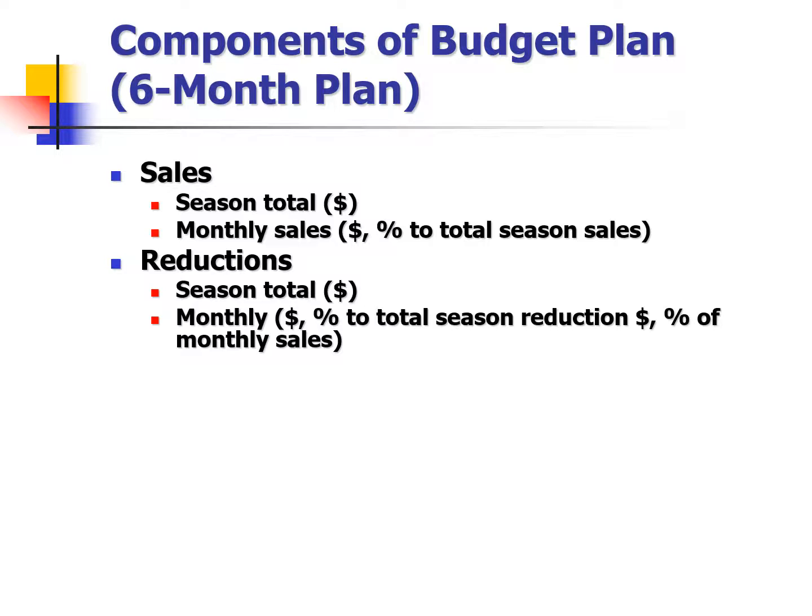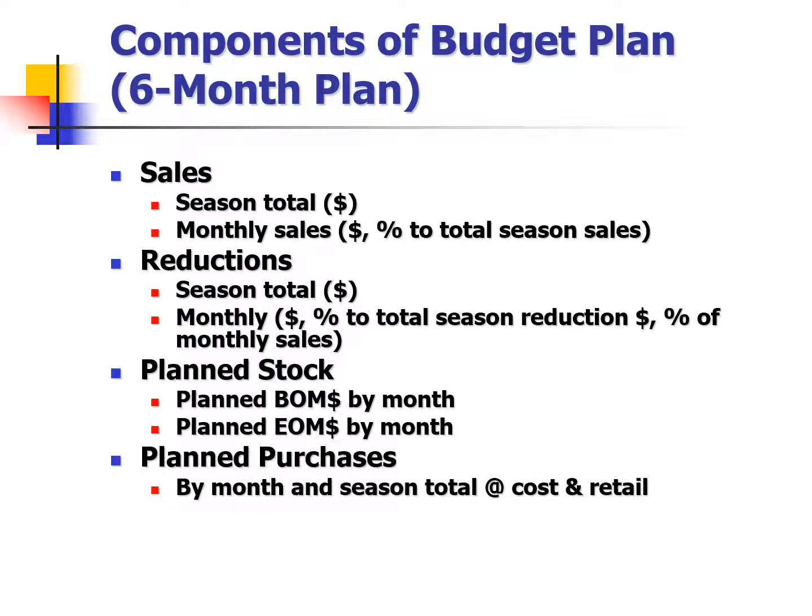Then we plan the stock level for both BOM and EOM for each month. For each month, what the beginning of month and end of month stock levels are going to be. Then, given the sales, reductions and stock planning, we are going to plan purchases, again for each month and the seasonal total.